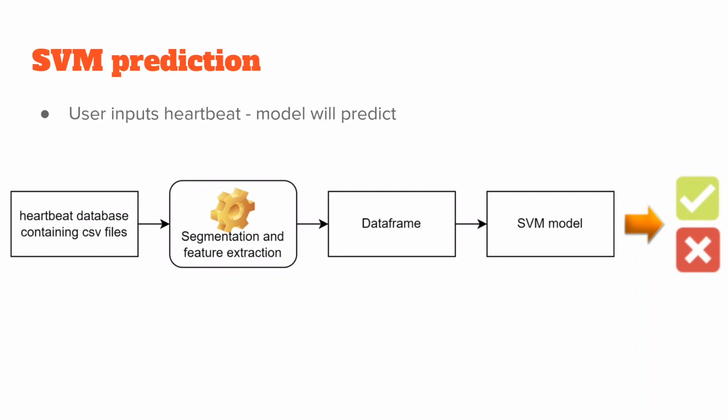Now on to SVM authentication. So authentication is very similar to training, except it's a little bit simpler. The user will input their heartbeat just as they did in training, and the heartbeat will undergo the same segmentation and feature extraction. This heartbeat is then put into a data frame, and then we can use the SVM model's method called predict with the argument of that data frame, and then the SVM model will predict whether it thinks this case is of the positive or negative class and give its prediction.